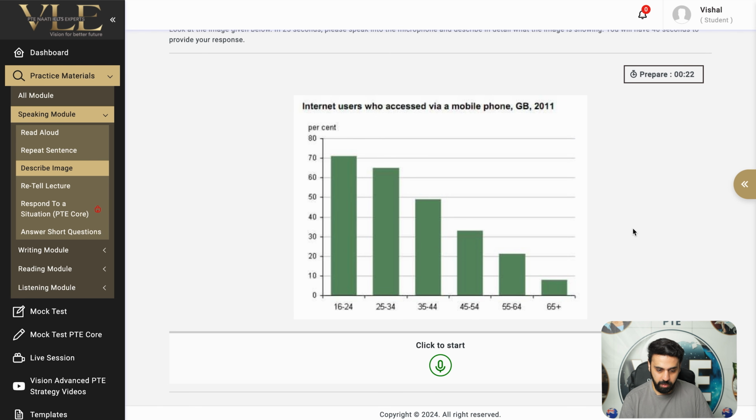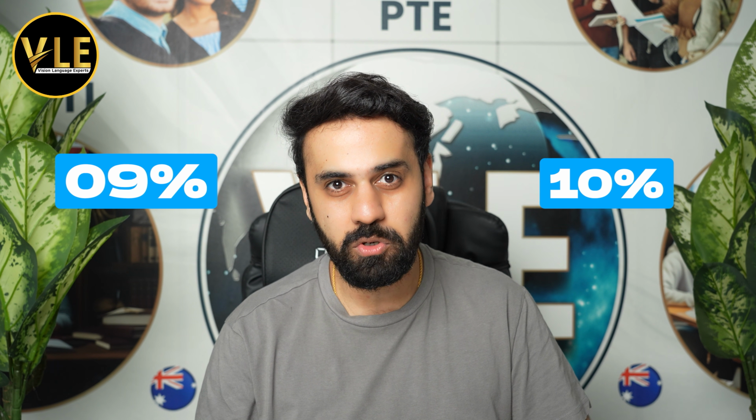Now let me show you the bar graph. Let's say this is a question over here. What you have to do is pick the maximum, which is 16 to 24 at 70%. So how would you speak? 16 to 24 and 70% is maximum, whereas 65 plus and 8% is minimum. Now let's say instead of 10%, you spoke 9%, that's fine. So 1-2% does not make any difference. In the real exam also, I shuffled 1-2 figures here and there and still got 90.